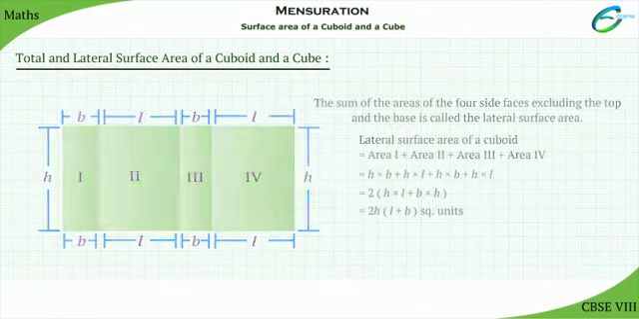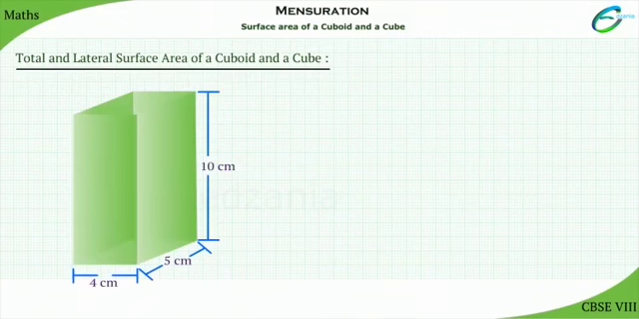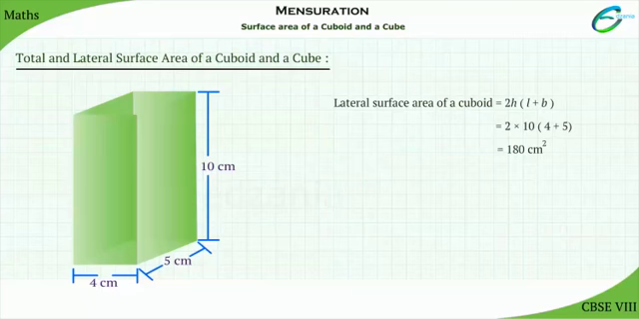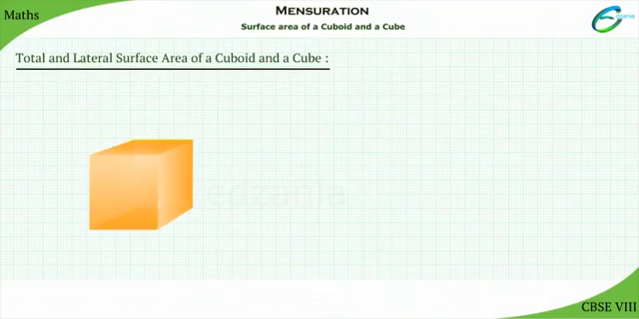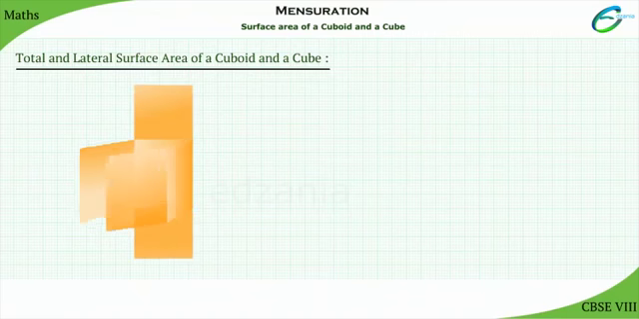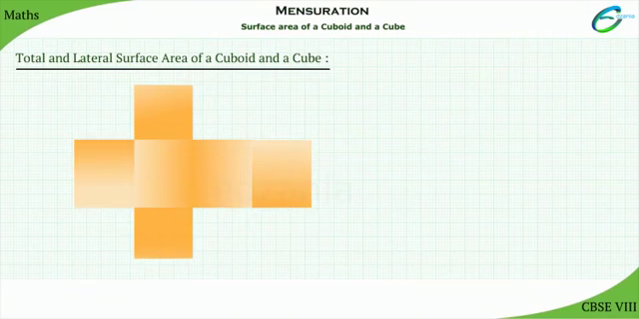Now for the given cuboid, we can find the lateral surface area. That is equal to 180 centimeters square. Suppose the box is cubical in shape. In that case, what will be the total and lateral surface areas? Let's find out. A cube has 6 faces in all.